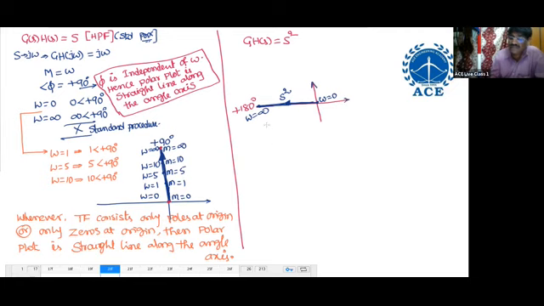Next, S cube. What is the angle for S cube? Plus 270. Direction is away. This is for S cube. Here omega 0.